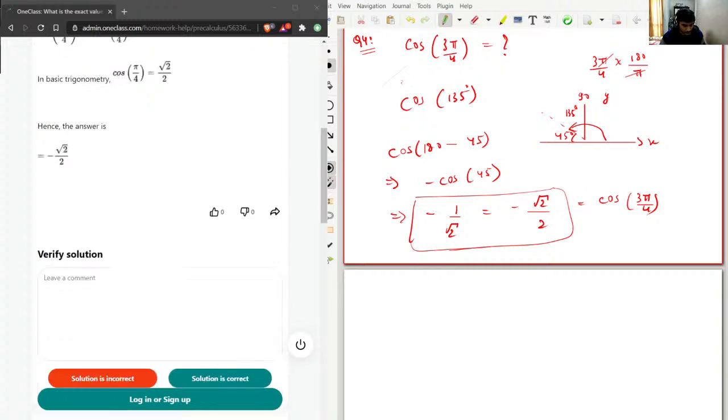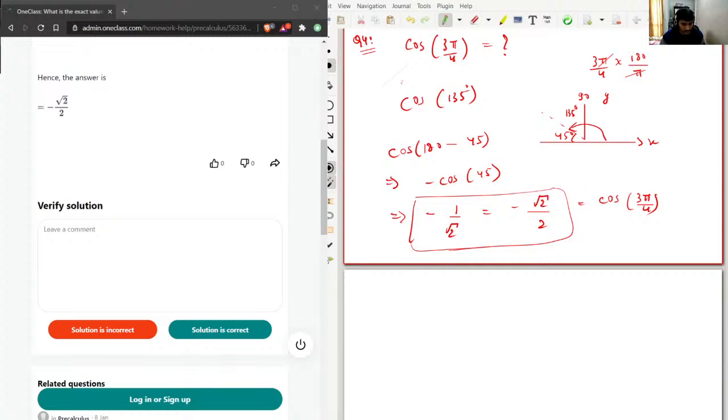This much is sufficient for the answer, and I'll just write that the solution given here is correct. Correct solution. Nice work.